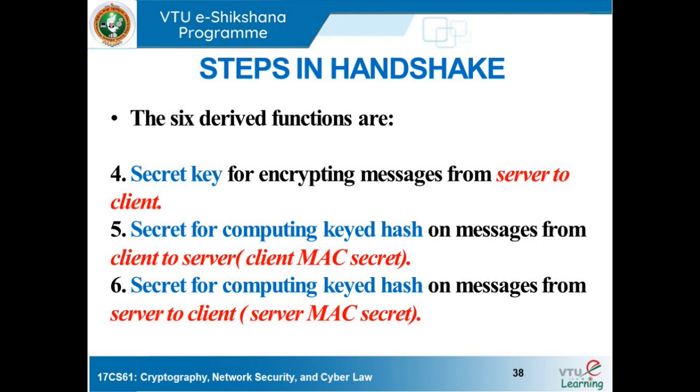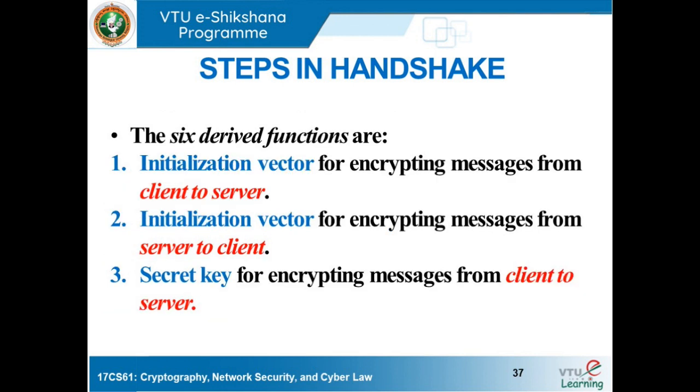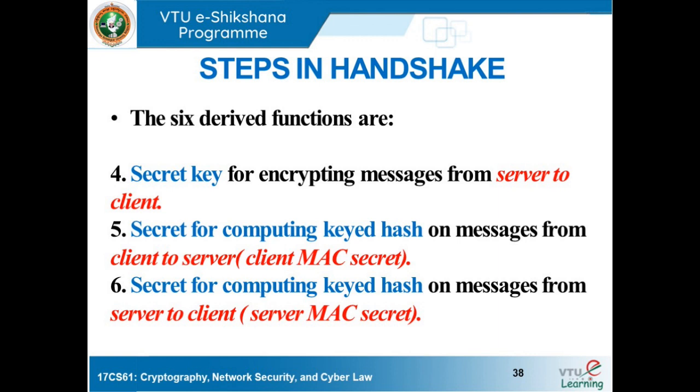Now there are 4 derived secrets which are used in order to encrypt the messages between the client and the server. 2 of them are initialization vectors and 2 of them are secret keys. Now what is the 5th derived secret? It is a secret which is used for computing hash on the messages from the client to the server. That is the client MAC secret. And the 6th one is the secret for computing keyed hash on the messages from the server back to the client, which we call the server MAC secret.